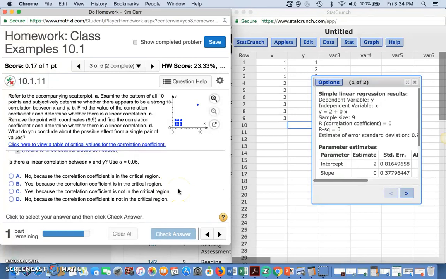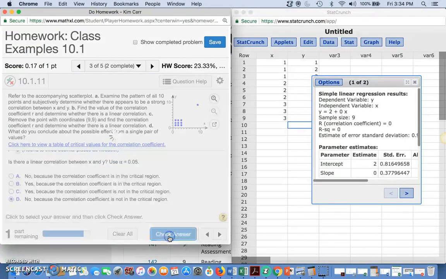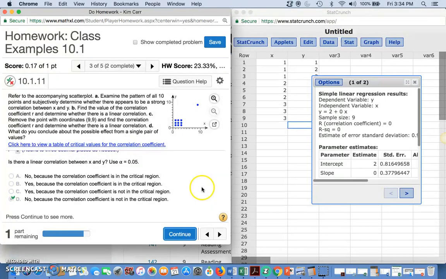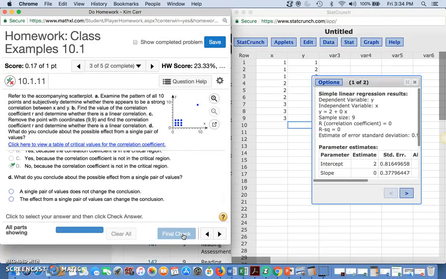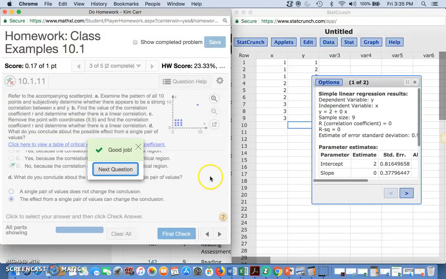All right. Is there a good linear correlation? No, because it's not in the critical region. Now, did that one point right there, that pair of numbers, have any effect? The effect from a single pair of values can change the conclusion. One point makes a difference.